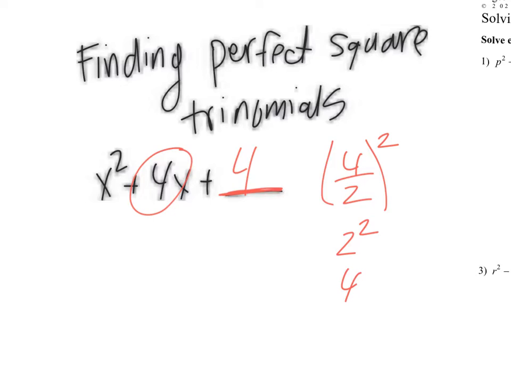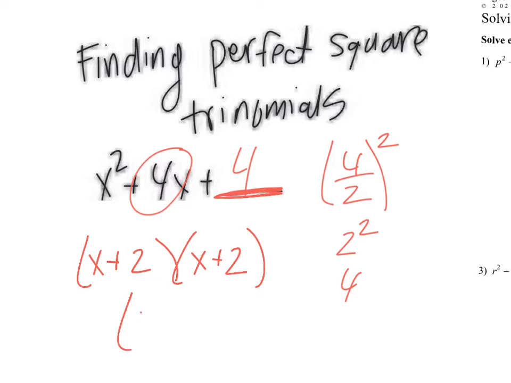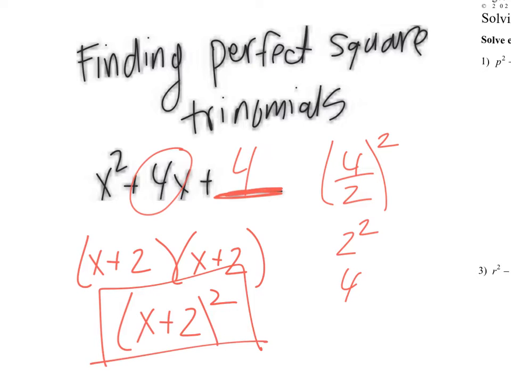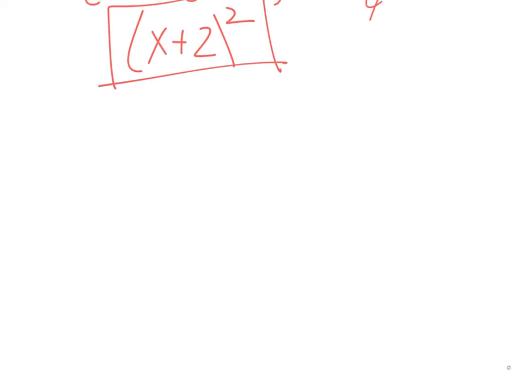So again, what does that mean? What is a perfect square trinomial? Well, that means that the factors are the same. So now if I were to factor this down, what are factors of 4 that add up to 4? Well, 2 and 2. So the factors are exactly the same, and that would be your perfect square trinomial factored down. Okay, let's do another one.